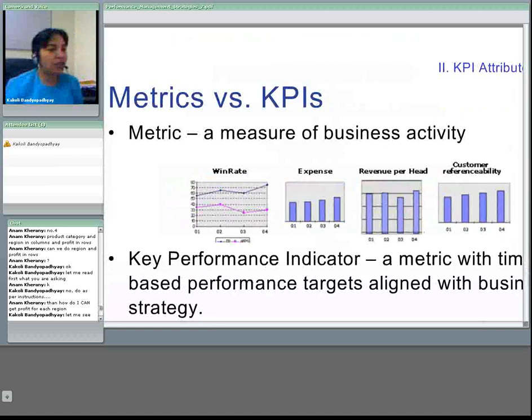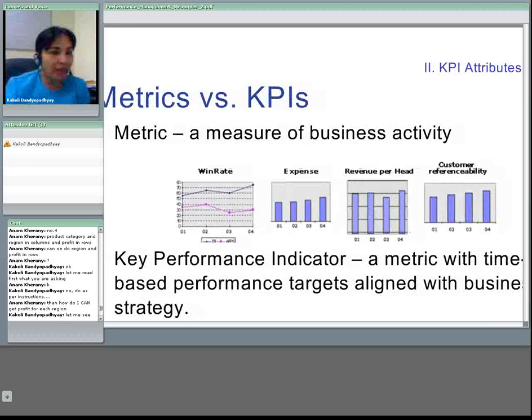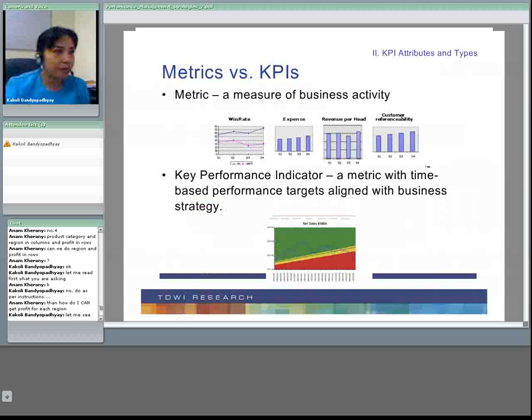A metric is a measure of business activity. All of you know that it's a measure of business activity. Okay, and then what is KPI or key performance indicator? It's a metric with time-based performance targets aligned with business strategy. So once again, a metric is a measure of business activity, and a key performance indicator is a metric with time-based performance targets aligned with business strategy.